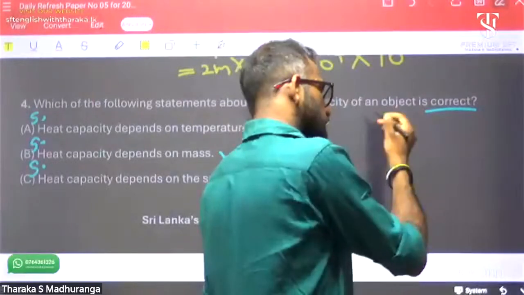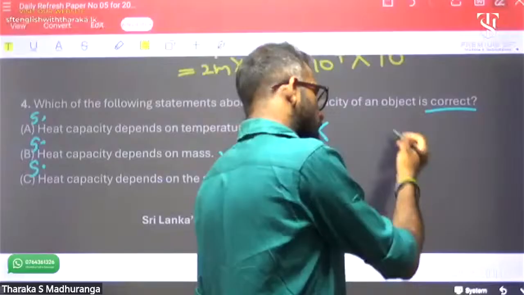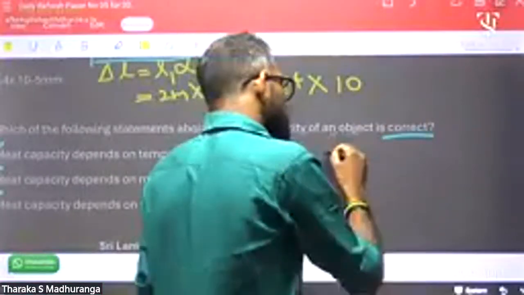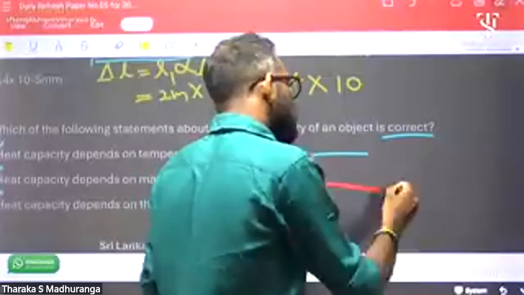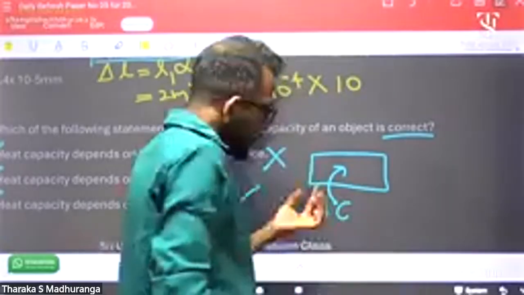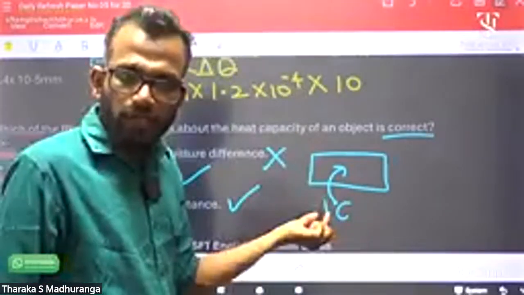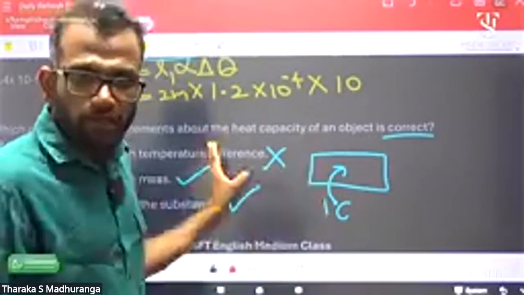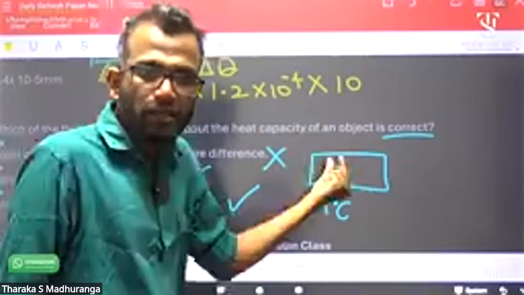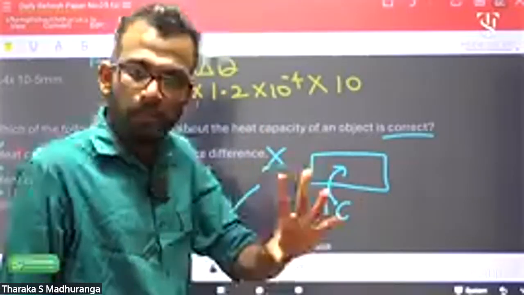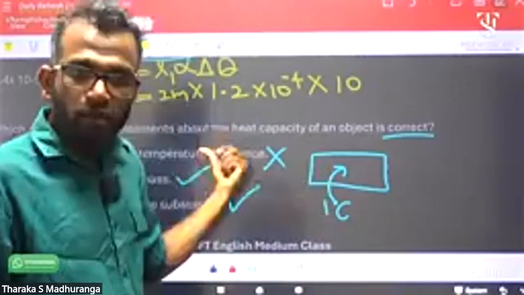What's the heat capacity? Heat capacity means the amount of heat required to increase the temperature of any object by 1 Celsius. Heat capacity is always calculated per 1 Celsius. Therefore, we only consider the heat requirement for 1 Celsius. Therefore, temperature difference does not affect heat capacity.